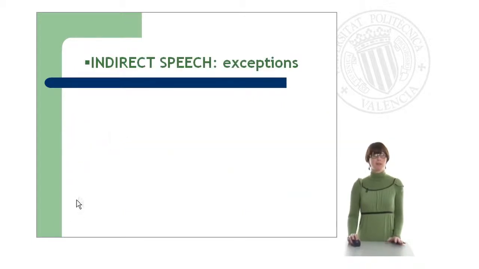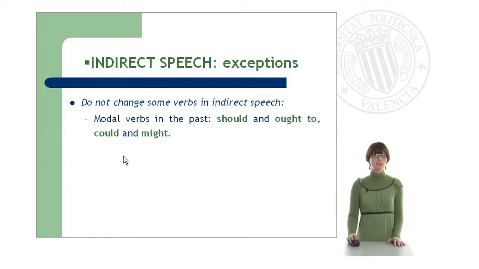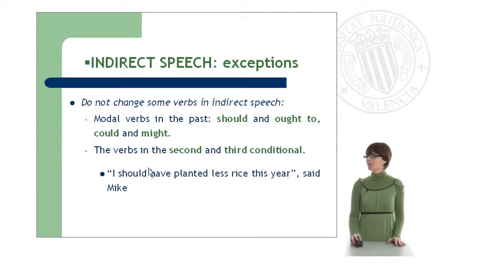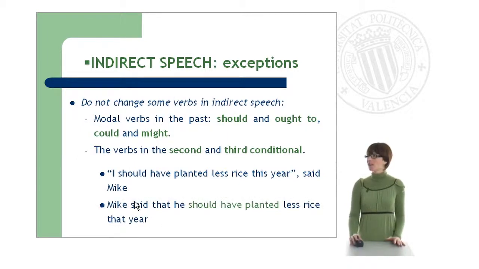Okay, now let's have a look at some exceptions. You do not change some verbs in indirect speech, especially modal verbs in the past: should, ought to, could, and might. You never change the verbs in the second and third conditional. For example, "I should have planted less rye this year," said Mike. So this sentence in the indirect speech would be, Mike said that he should have planted less rye that year. As you can see, the verb tense is maintained. Should have planted and should have planted. So there is no change in this case.